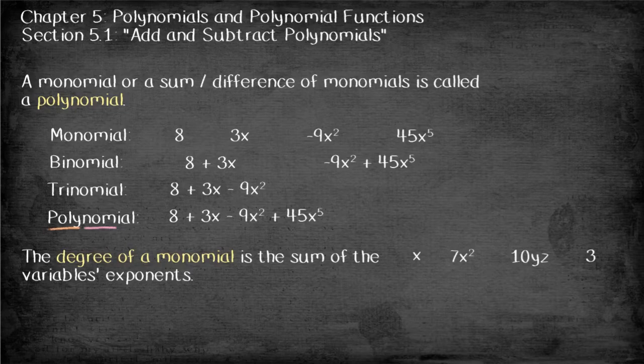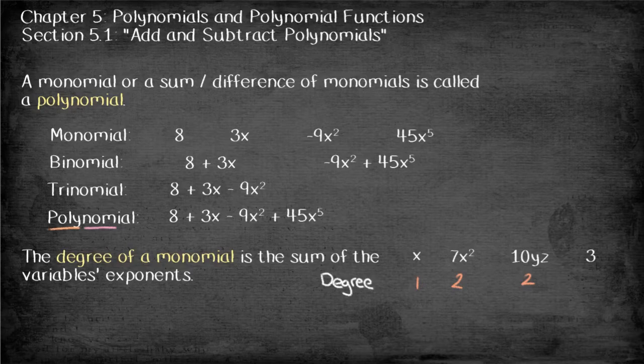The degree of a monomial is the sum of all of the variable's exponents. So if we look at these examples here, this first guy, which is just x, its degree is 1. Whereas 7x squared has a 2 as an exponent, so its degree is 2. And next up we have 10yz. Although the individual variables only have an exponent of 1, we're adding together all of the variables' exponents. So actually, the degree of this monomial is 2.